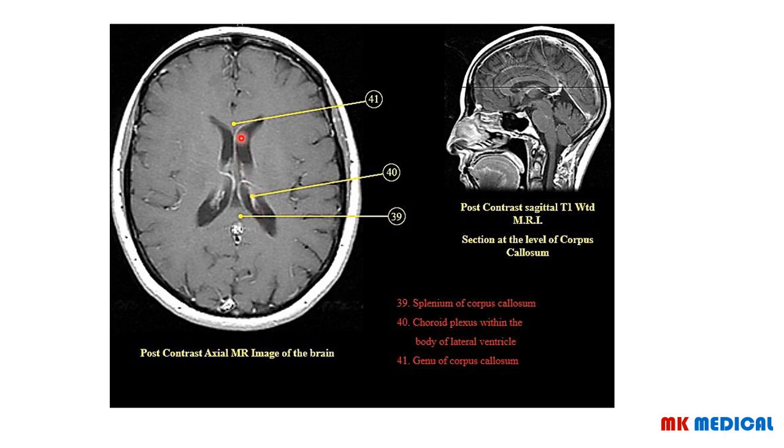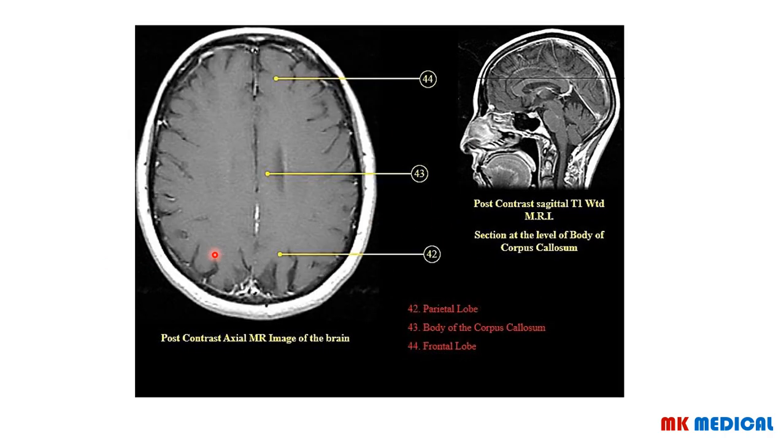Then of course, anteriorly here is the genu. The anterior part is the genu of the corpus callosum. So this is at the level of the corpus callosum. Then we move even a step higher. So this is now going to be at the level of the body of the corpus callosum.